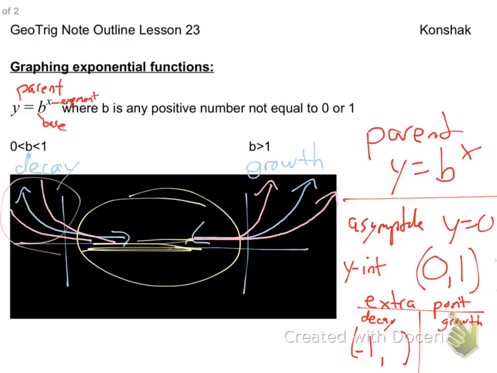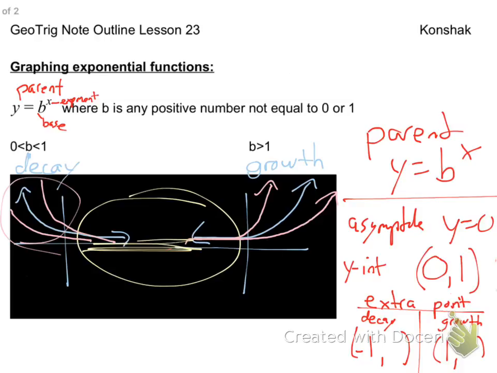Now, for growth, I got to choose a value on the right, and those are what kind of values? Positive. So what value do you think I'm going to choose to put in? 1. Anything to the first power is that thing, right? So that makes it a lot easier. It's simple, small numbers.